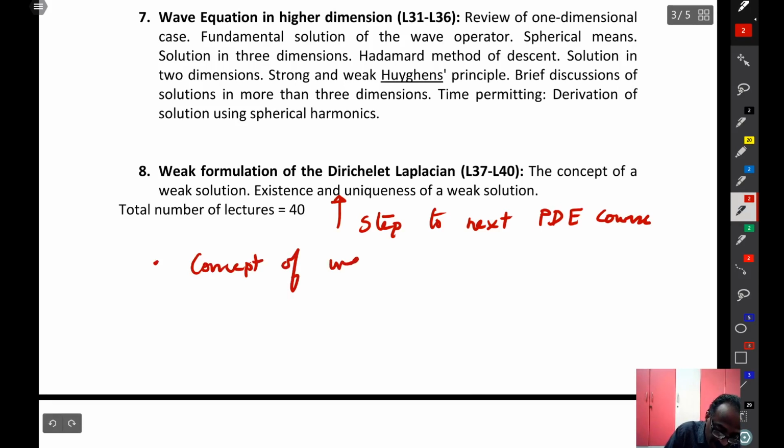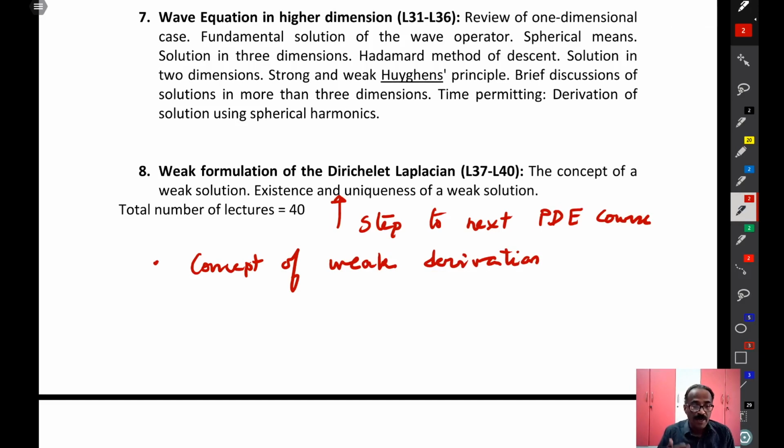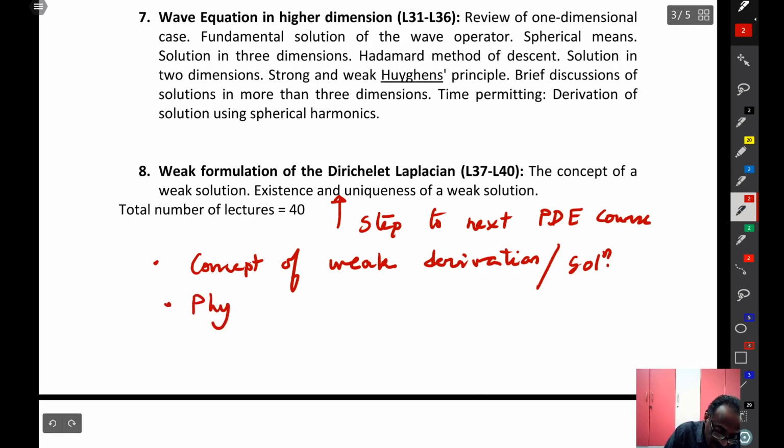How do you differentiate functions for which classical derivatives are not possible? Suppose you have an L2 function. How do you really do weak derivatives and weak solutions? And this is more physical. That's what you have to understand. So we will give a glimpse of these things.